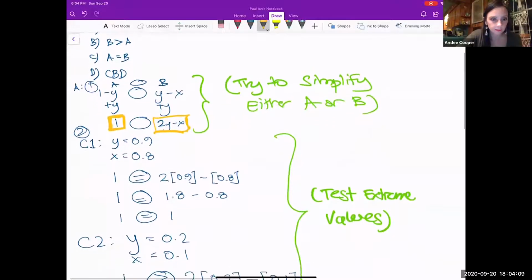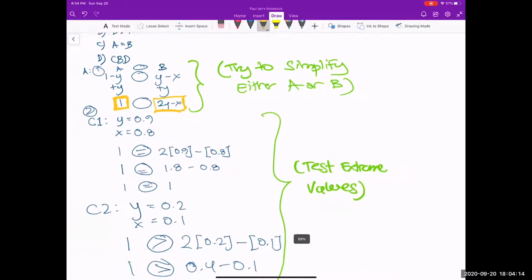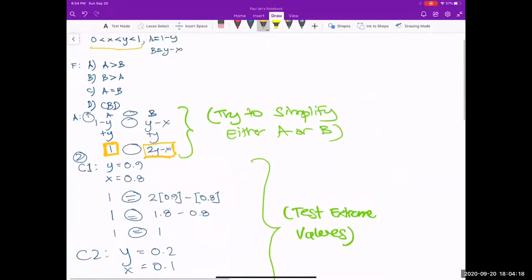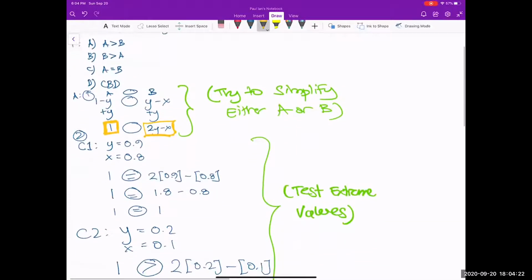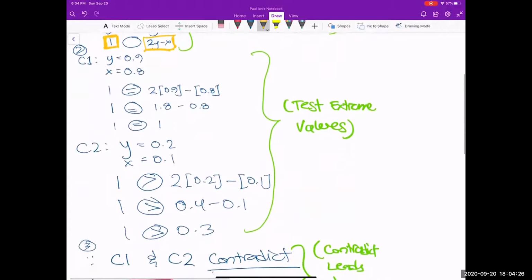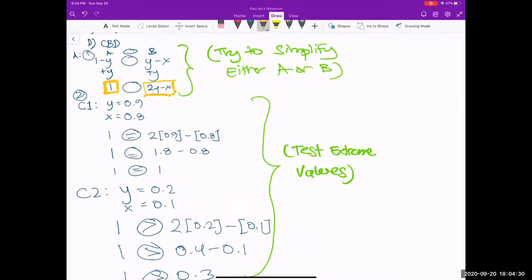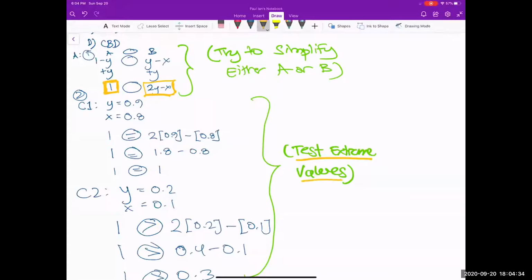So you have 2y minus x. And then my second step, this is very important, because depending on the values that you pick, you can't just base it off one answer, right? For one case, you could be greater, other case, you could be equal. So trial and error is always the best bet, but a more logical, better way would be to test the extreme values.